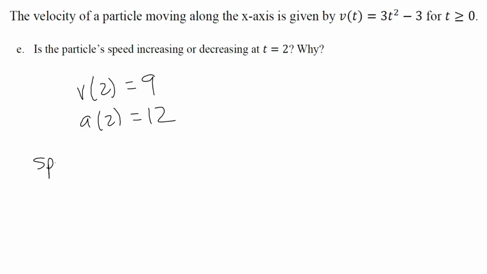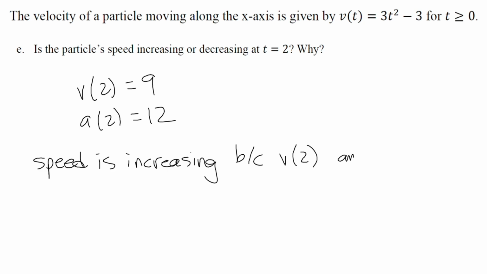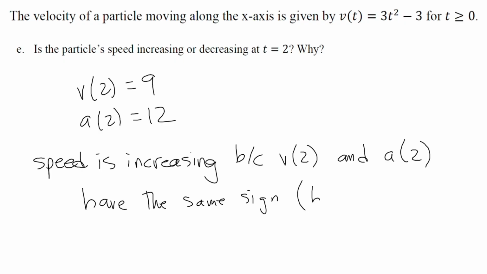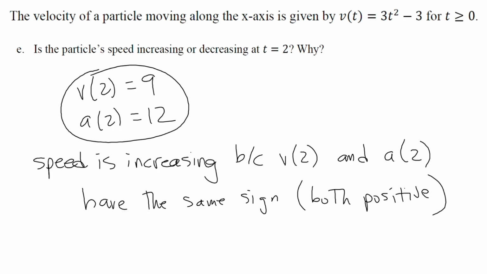So we will say speed is increasing, and we'll give the reason that we'll say because v of 2 and a of 2 have the same sign. You can indicate if you want they're both positive. You don't have to indicate they're both positive, just so long as somewhere we've shown that they do have the same sign. So our speed must be increasing. And so that's the end of question number 1. That's all of the parts of question 1.